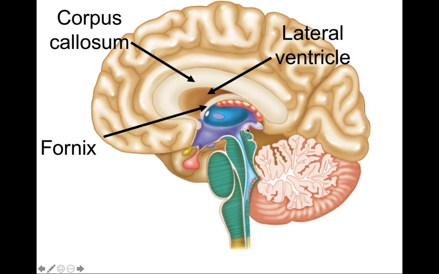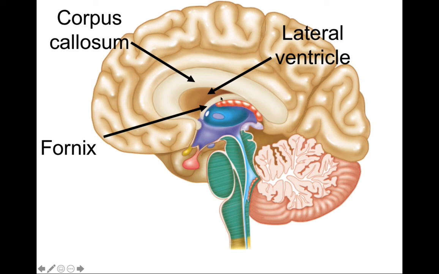Moving just superior to the diencephalon, we'll find our corpus callosum, which can be shown here, our lateral ventricle, which can be seen here, and the fornix, which can be shown here. The corpus callosum contains myelinated axons that will allow for the connection between the right and the left hemispheres of the brain. The corpus callosum can be found sitting around the lateral ventricle, which can be shown right here connecting to the third ventricle through what are known as the interventricular foramen.